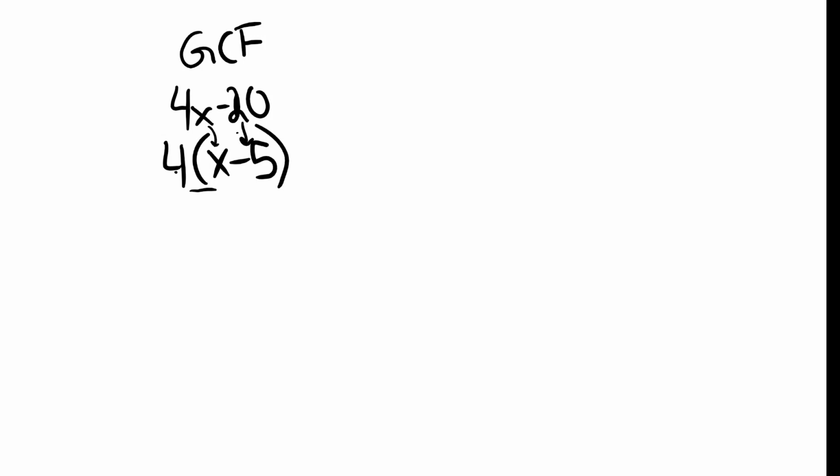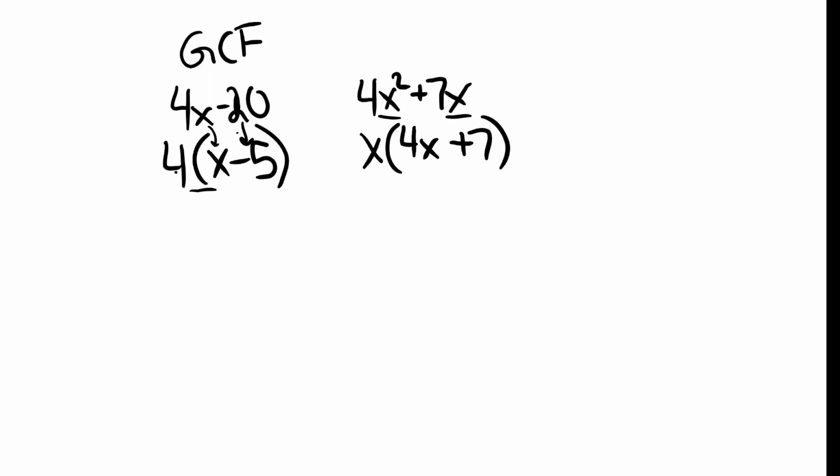Now, we did more complicated GCF problems, like what if you have 4x squared plus 7x? What's common to both terms? Well, no number goes into both 4 and 7 besides 1. So what's common is actually that they both have an x. So we take out an x. If we take out an x, we get 4x for the first term, and we get 7 for the second term. And we're done. That's our GCF factoring.